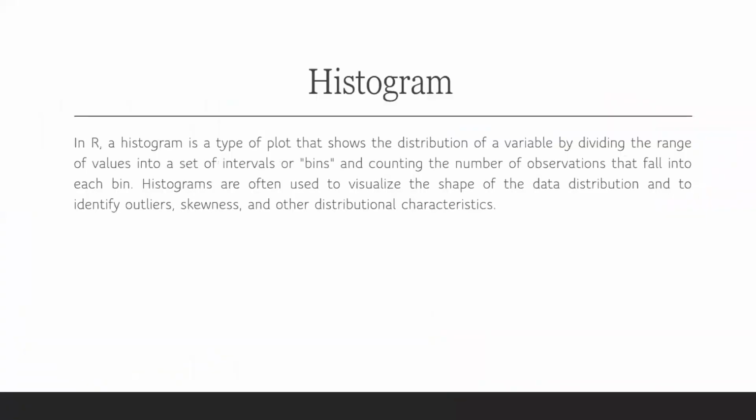Next we have histogram. So what is a histogram? In R, a histogram is a type of plot that shows the distribution of a variable by dividing the range of values into a set of intervals or bins and counting the number of observations that fall into each bin. Histograms are often used to visualize the shape of data distribution and to identify outliers, skewness, and other distributional characteristics.